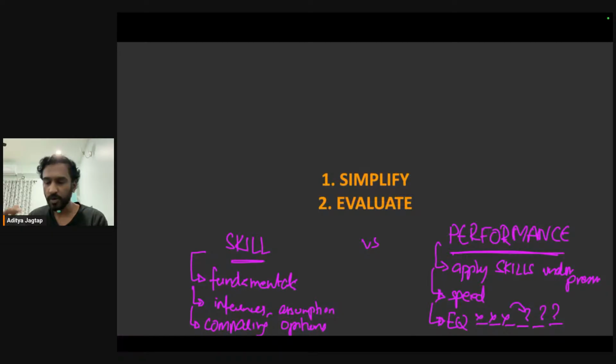So let's say you have grasped the skill of solving para summary questions. You know how it works, the fundamentals work. You're really good at comparing options and evaluating those options, and you know how to solve that question. So now what you want to do is test whether this can actually work in performance.